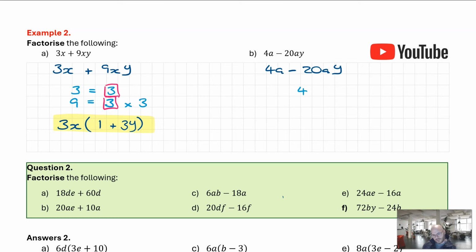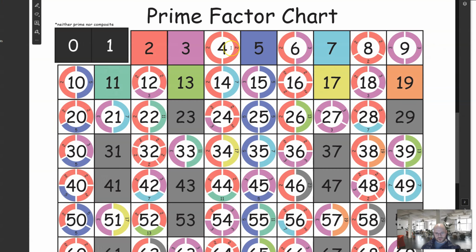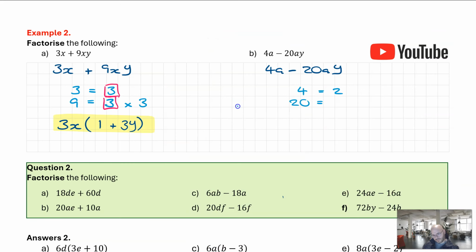I have a 4 and I have a 20. The 4 can be factorised into 2 times 2, and the 20 can be factorised into 2 times 2 times 5. Therefore, my common product is 2 and 2 as shown. Therefore, we're going to get a product of 4. Looking across both of the terms, we have a common variable of a.